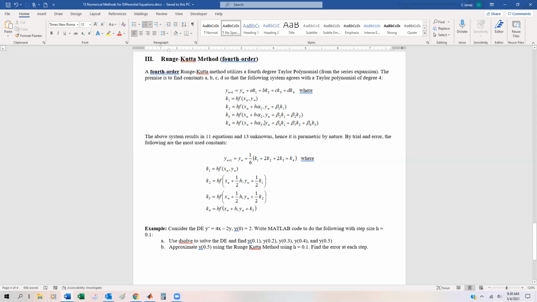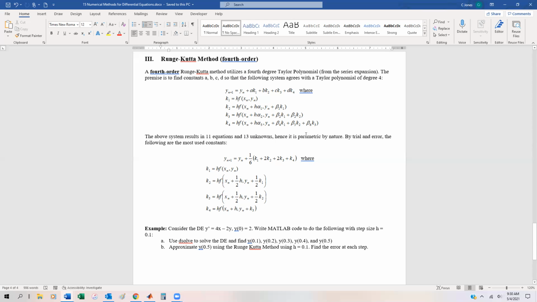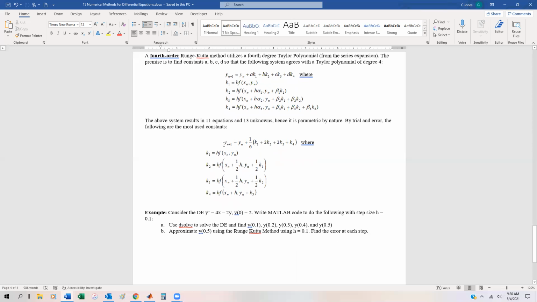Unfortunately, because it yields more unknowns than equations, for those of you that have taken linear algebra, you know that you have to parameterize it, and that's what happens. Now, somebody went through and figured out what the best constants, or coefficients, are going to be, and this is the algorithm that we get. So this is going to be our next y value, and these are each of the coefficients to get to the next y most efficiently. Let's just keep this in mind.